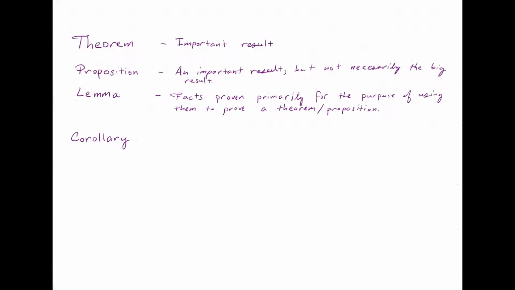the thing about a lemma is that it is proven primarily for the purpose of using it to prove a proposition or theorem down the road. You can think about lemmas as mini theorems, the building blocks to prove something else. And finally, we have corollary. A corollary is a consequence of a theorem, proposition, or lemma, and usually these are stated immediately after one does a theorem, proposition, or lemma, respectively. We'll just say corollary, and it is implicitly understood that it's a corollary of the previous result that was just proven. And so these are the four different names that we have for theorems in mathematics.